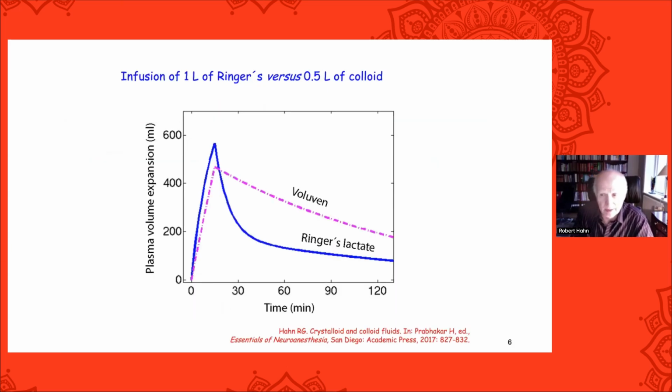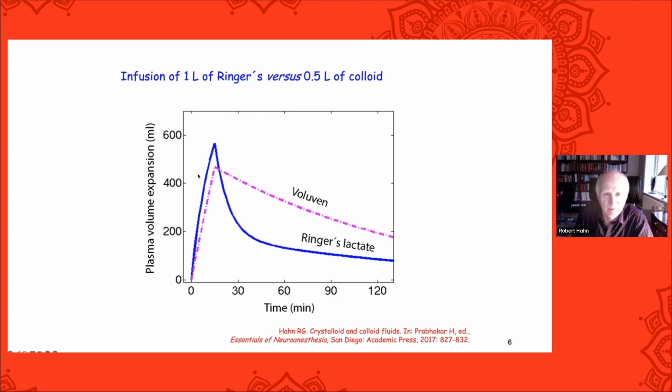If we compare Ringer's and a colloid, we will get a plot looking like this. So if we compare 1 liter of Ringer's, we say that about half of it resides in the intravascular space at the end of a fast infusion. And if we compare it to 500 milliliters of Voluven, we will get a curve like this.